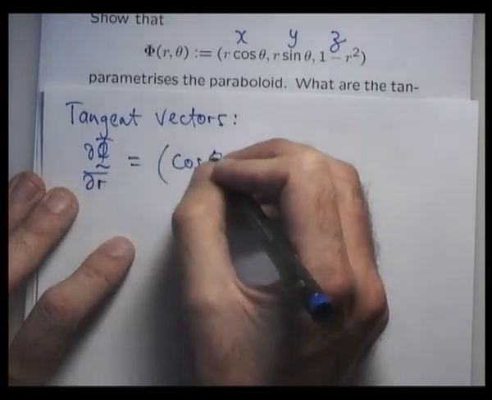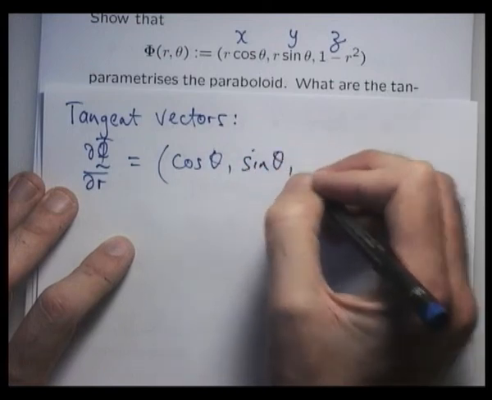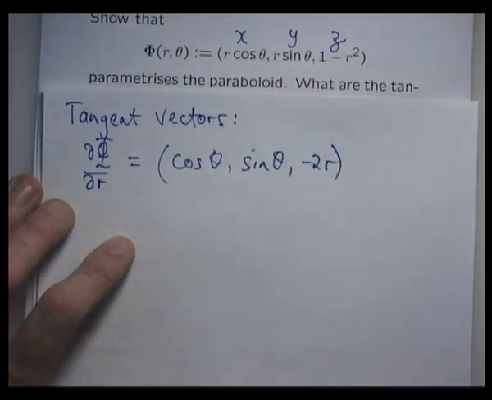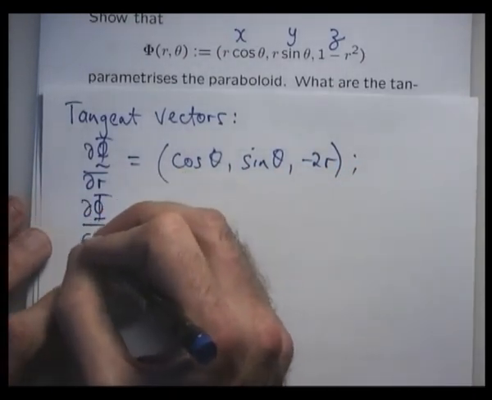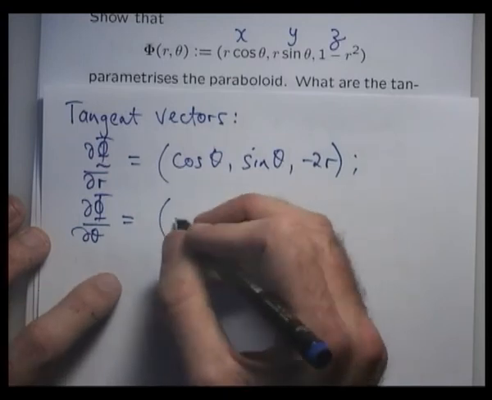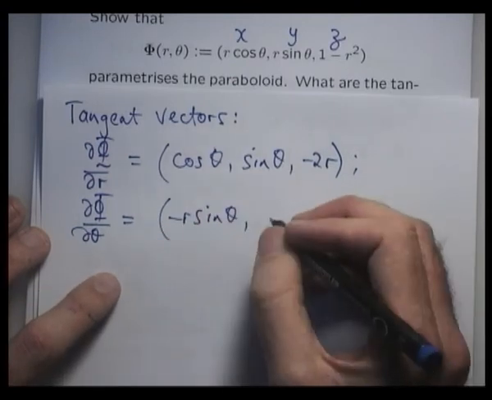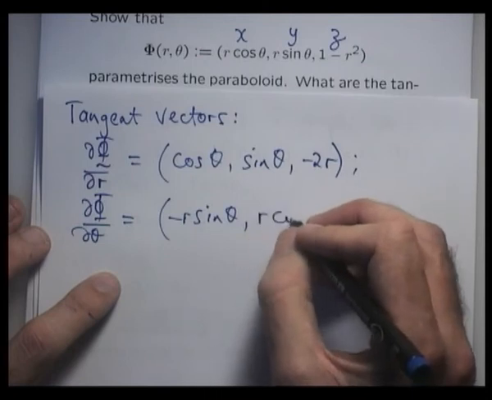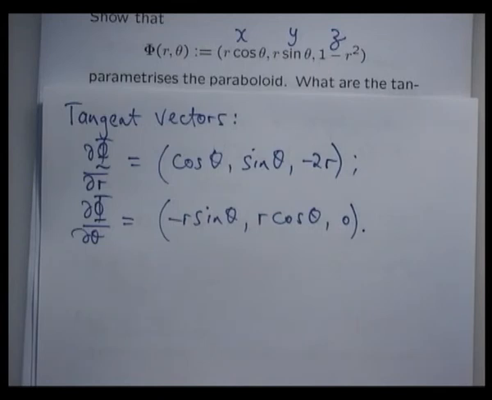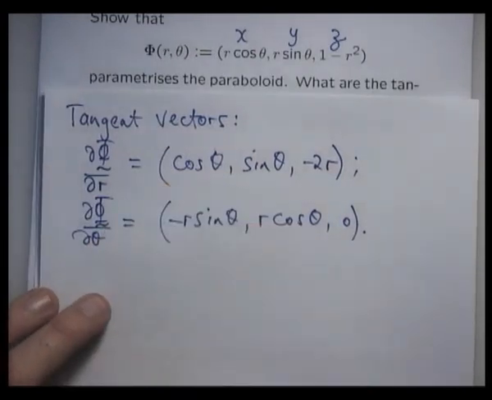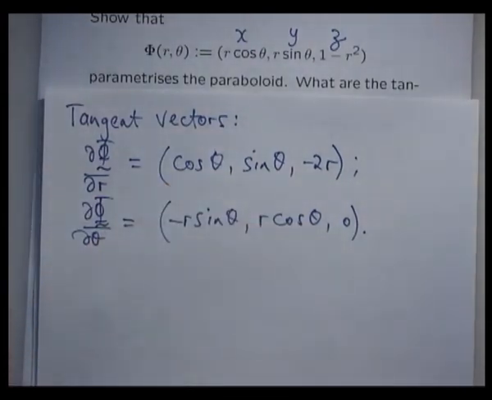Okay, so we differentiate in the component-wise fashion. Something like that. And the other one's going to be something like minus r sine theta, r cos theta, 0. Okay, so you can see that this bottom tangent vector lies in the planes that are always parallel to the xy plane. The z component is 0 there.